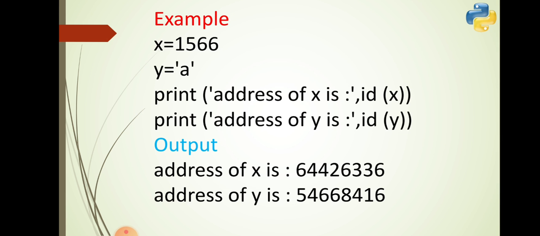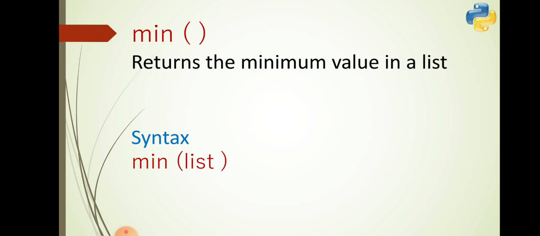See the example, x equal to 1566. So the 1566 is randomly stored anywhere in the locations, isn't it? Y equal to a. So the a is also randomly stored in the locations. So now I look up the address where it is actually located. So simply I referred from id function. It will get the addresses from the memory and show it to the user. So see the answer.